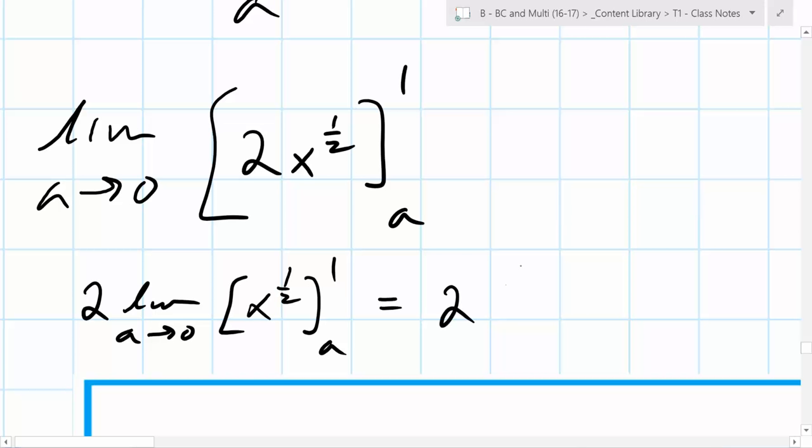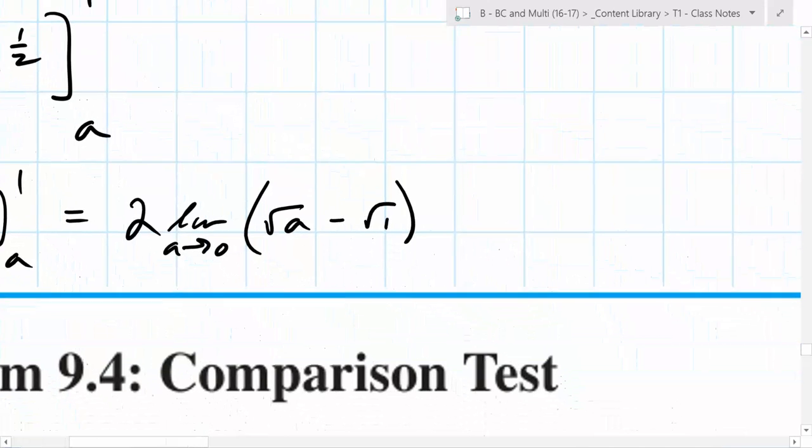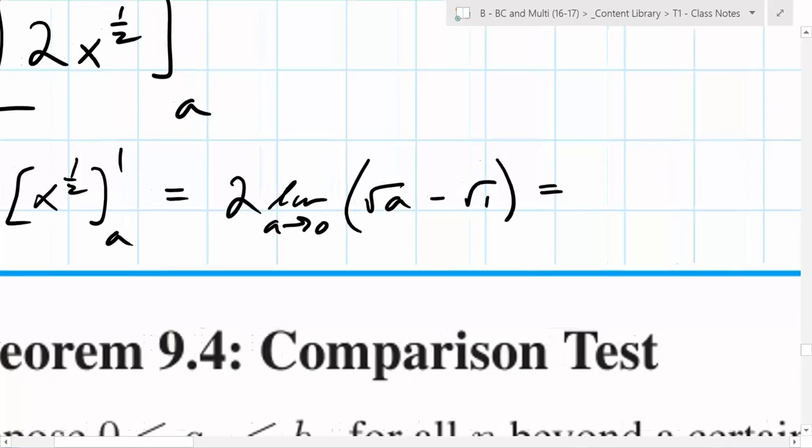So what's that going to be? 2 times the limit as a goes to 0 of what? The square root of a minus the square root of 1. What does that equal? Raise your hand when you got it. What does that equal? You can just tell me.